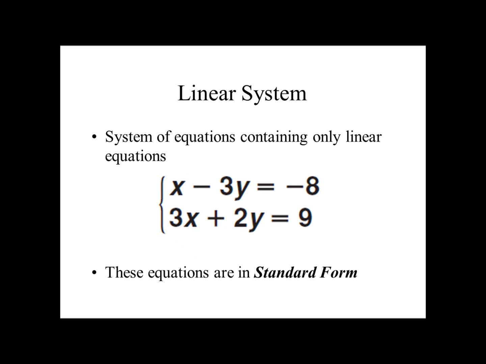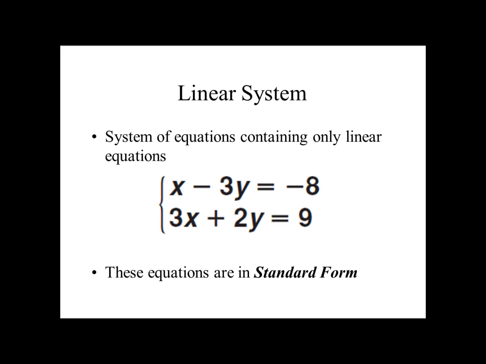Now, let's get started by talking about what a linear system is. A linear system is a system of equations, that is, two or more equations that are grouped together that contain only linear equations. Now, these equations are in standard form. Whenever we see the x term plus or minus the y term equals some number, that's what we refer to as standard form. I know that these are linear equations because I don't see any powers or anything special going on with the x or the y.